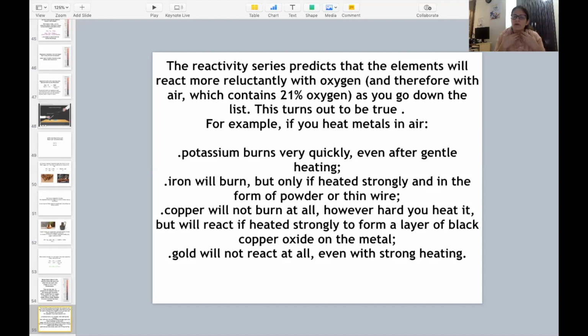Sodium burns so quickly, it liberates a lot of heat and light. Iron will burn, but only if heated strongly, and in the form of powder or thin wire only. You cannot burn a piece of iron. Copper will not burn at all, however hard you heat it. If you heat strongly, only a layer of black copper oxide forms on the metal. Gold will never react, even if you heat it very strongly. Silver, gold and platinum do not react at all.